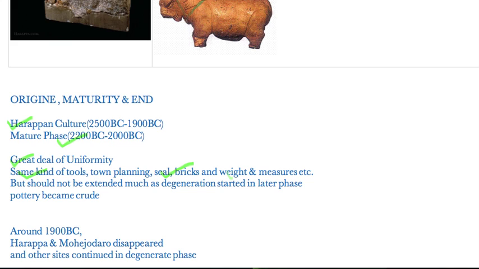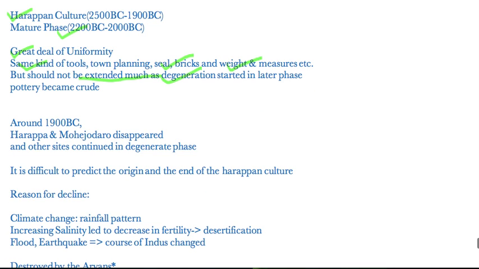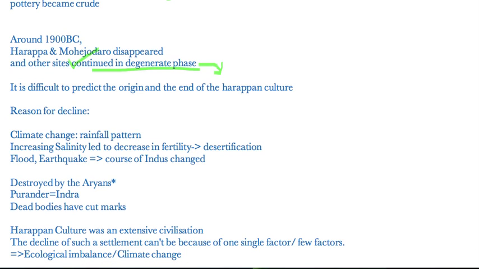So there was a great deal of uniformity, but this uniformity should not be extended much because degeneration started after some time, and we find that the pottery became crude. So around 900 BC, Harappa and Mohenjo-daro disappeared. We still don't know why they disappeared, but we know that around 900 BC they disappeared, and the other side continued in the degenerated phase, and the urban side became rural. So this is important. And then it is difficult to predict the origin and end of the Harappan culture.